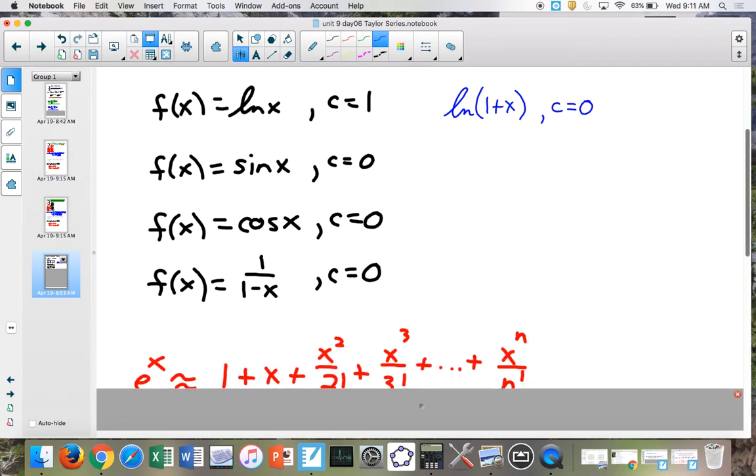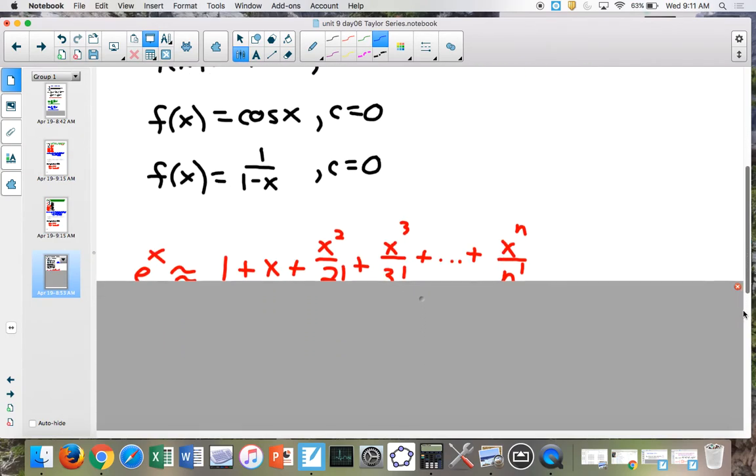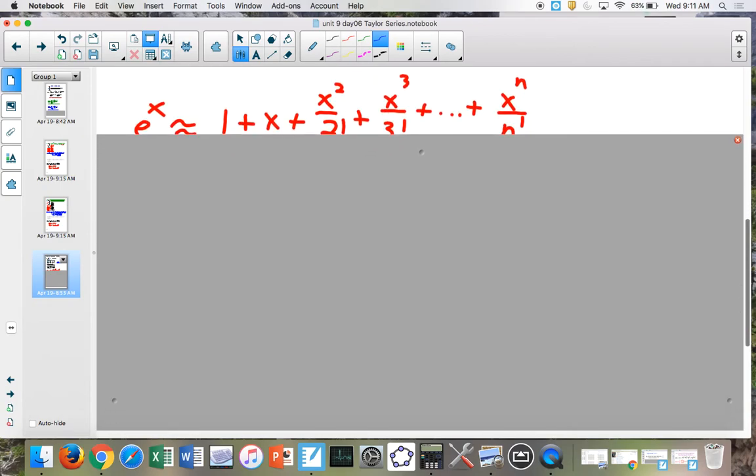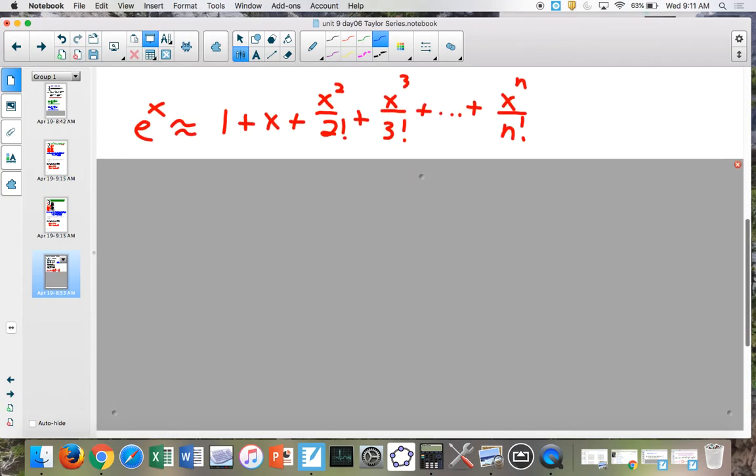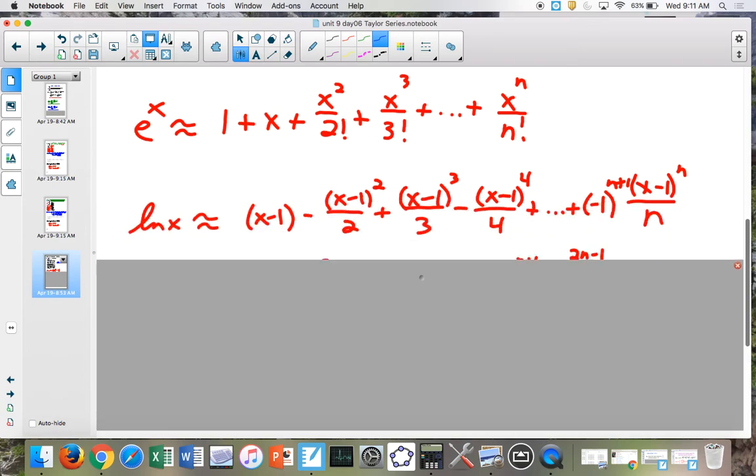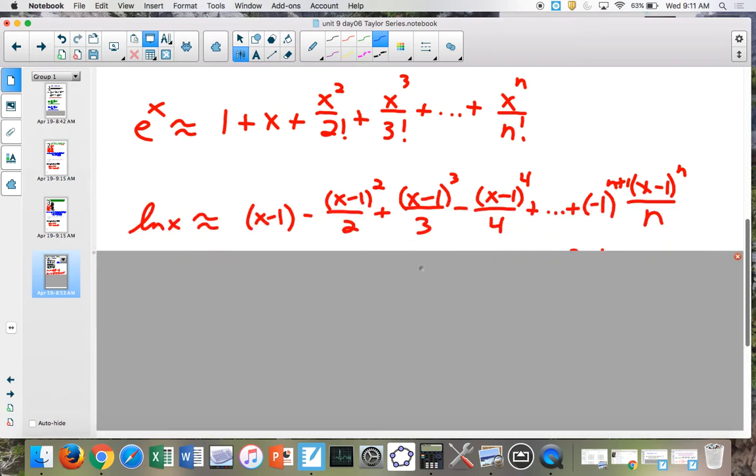So what do these Taylors look like? Well, if you work them out, like I just did for e to the x, there's your e to the x. The natural log of x centered around 1, so notice it's x minus 1 in all the parentheses. E to the x was centered around 0, so it's x minus 0, so we don't need to use parentheses for that.